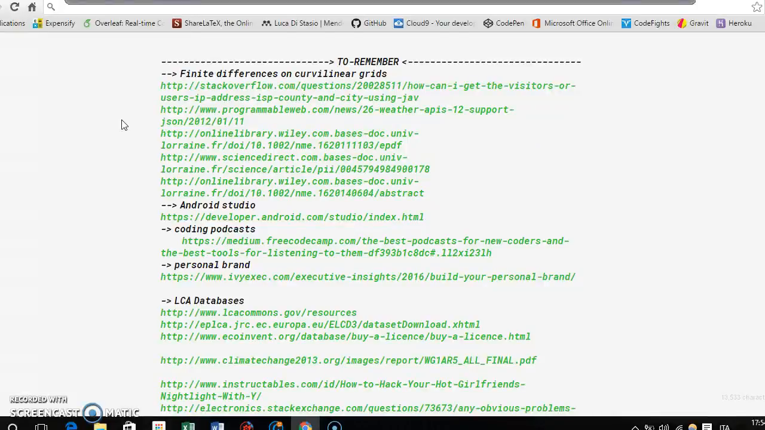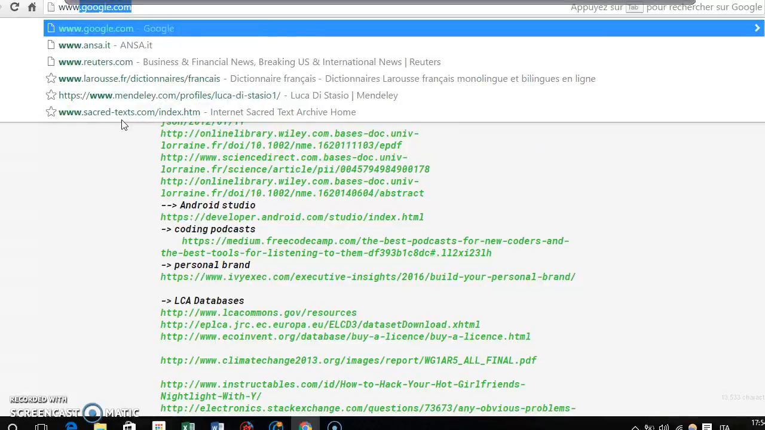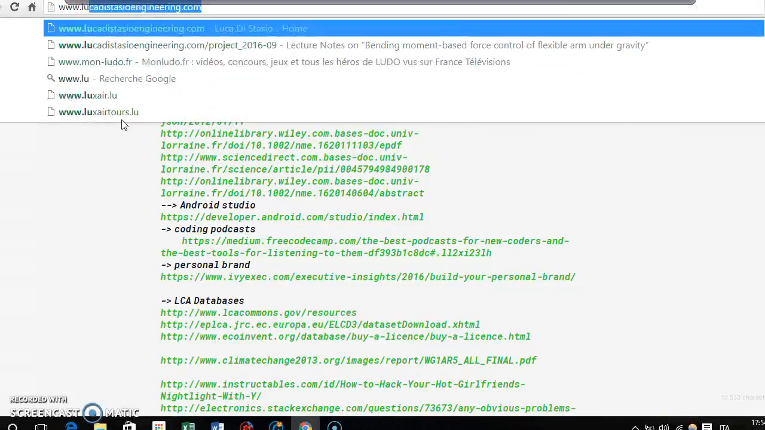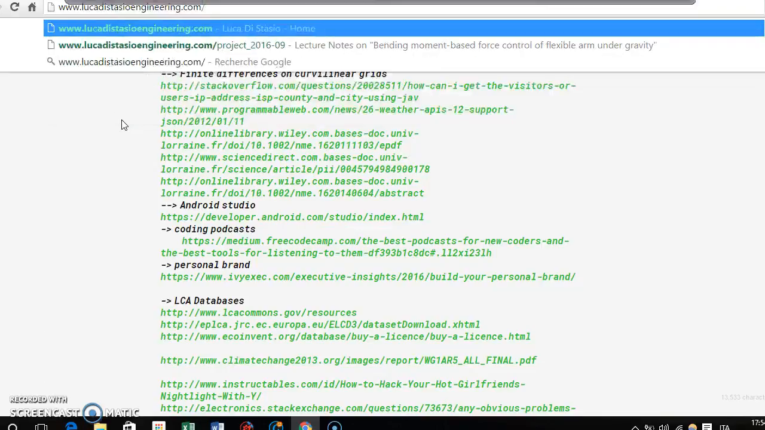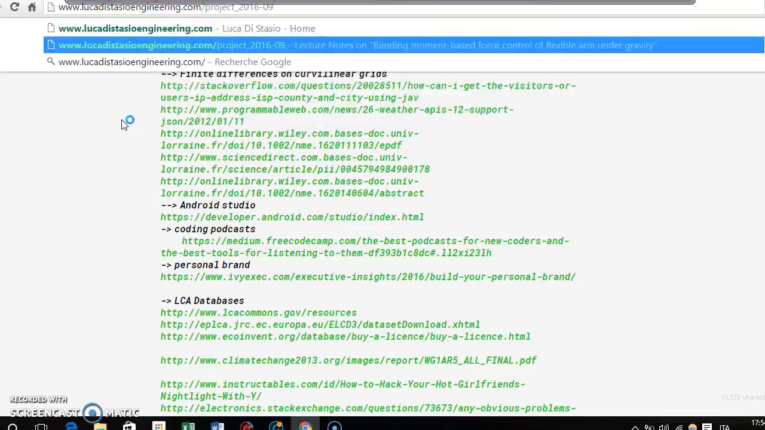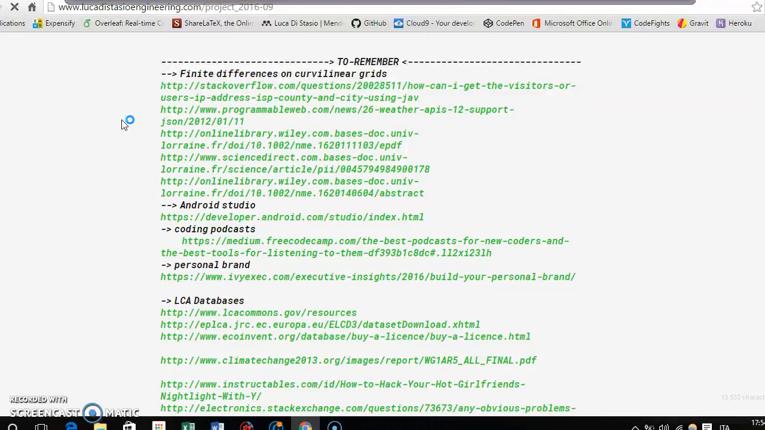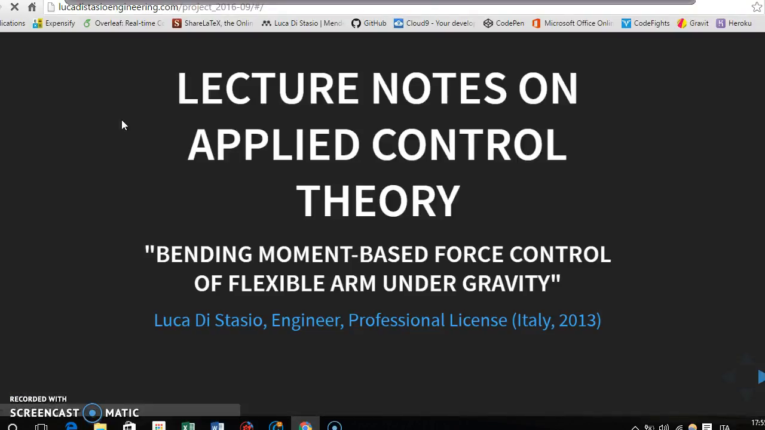Open a Chrome tab or a Firefox tab and go to the following link, which is www.lucadistasioengineering.com/project 2016 number 9. And if we press enter, we're gonna view in a few moments the presentation. There we go.